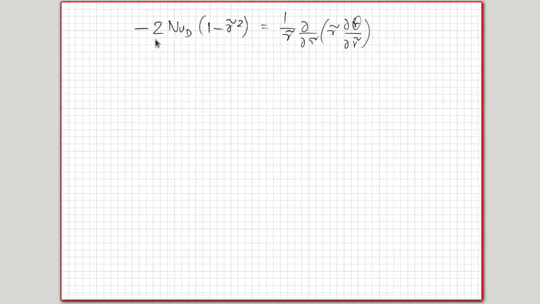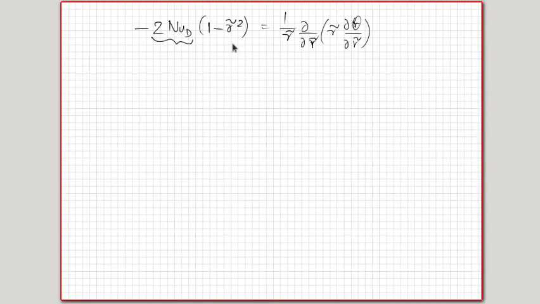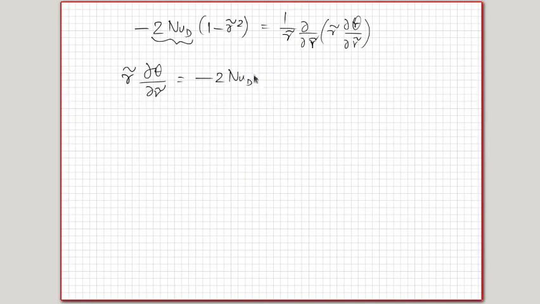Now Nu_D is a constant with respect to r. It doesn't change with r, so I can now integrate this. This r I take here, so it becomes r tilde minus r tilde cube. And when I integrate with respect to r, I'll get r tilde del theta by del r tilde is equal to minus 2 Nu_D multiplied by this r, when integrated, gives me r tilde squared by 2, minus this r tilde cube will give me r tilde to the power 4 by 4, plus some constant C.